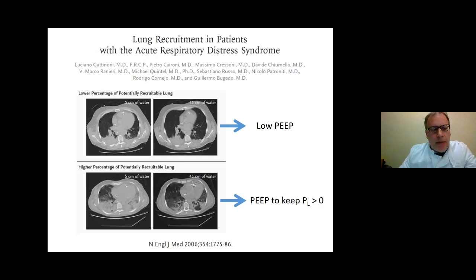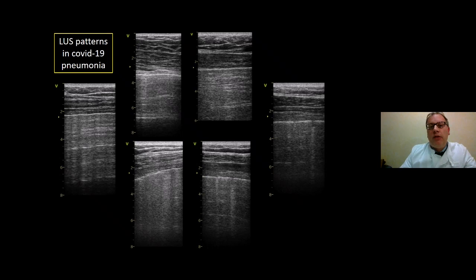So my answer to the question is that in COVID-19 patients, we have to use the same rule as for, let's say, normal ARDS, that is setting PEEP according to recruitability. And of course, quantitative CT is the reference method to assess recruitability in ARDS patients, but an everyday clinical approach based on CT is clearly not feasible. We use lung ultrasound assessment at the bedside.